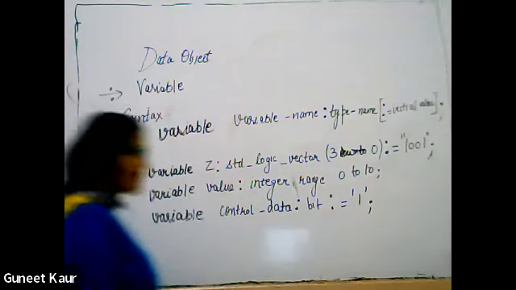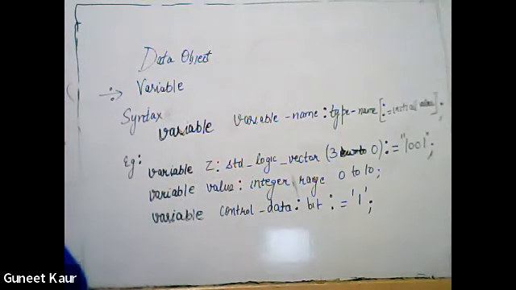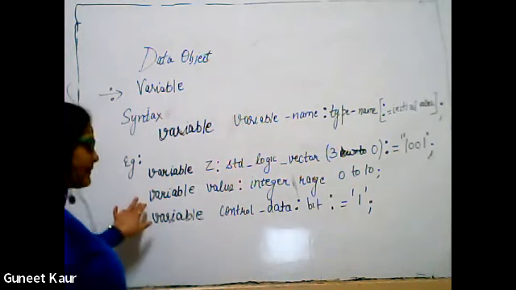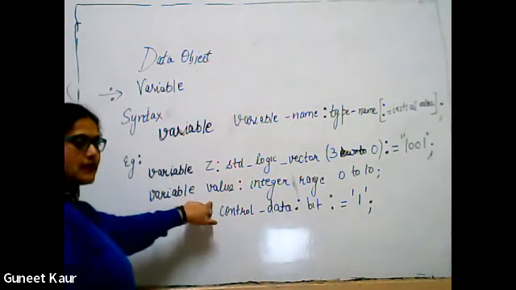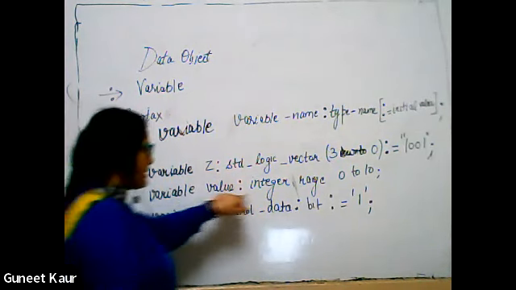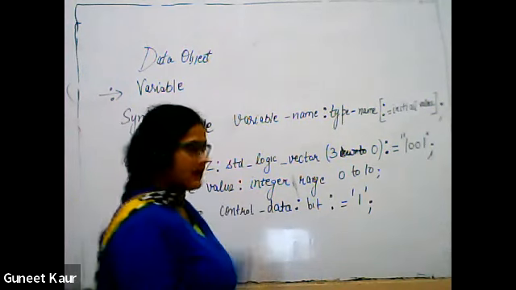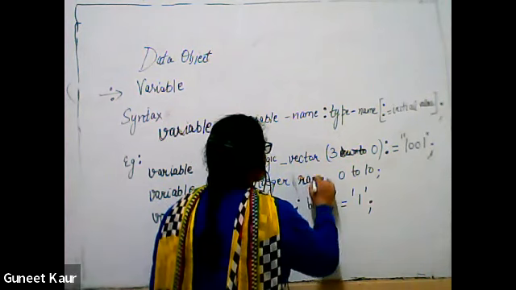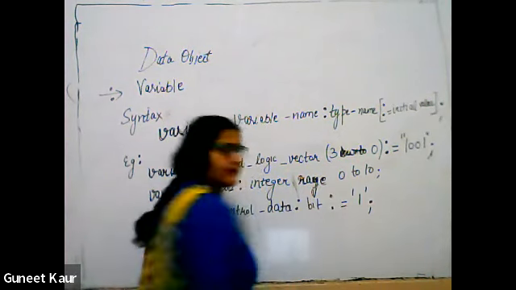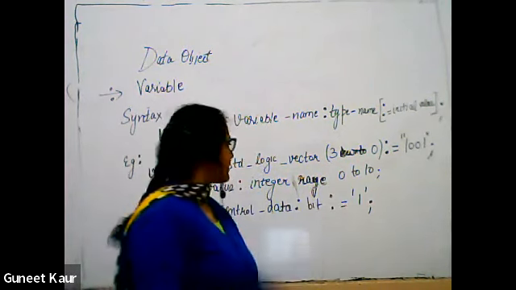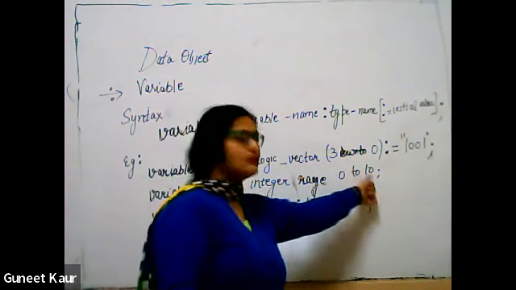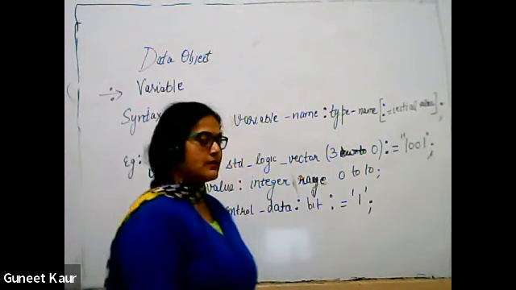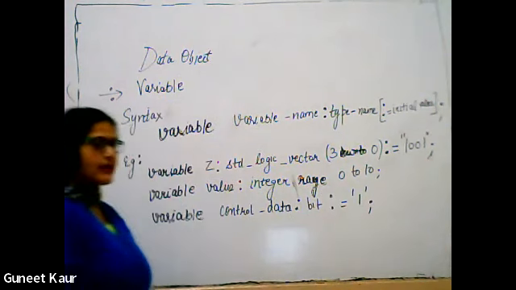Now the next example: the variable keyword. The name is value, colon, the type is integer and range. Range is also a reserved keyword, so it should also be bold. Range 0 to 10, semicolon.